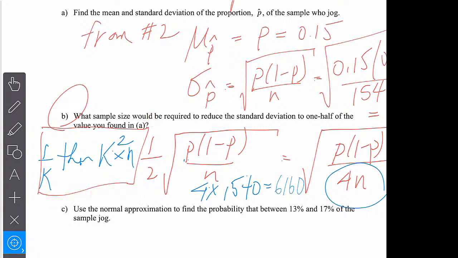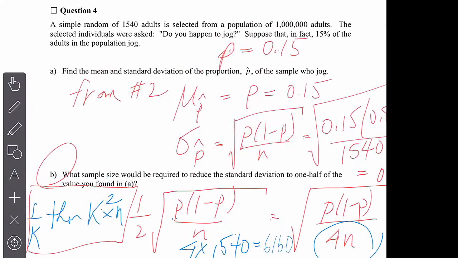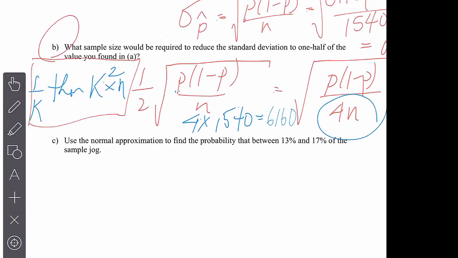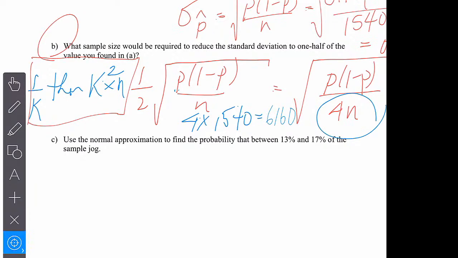Okay. The final exercise is, so this is from Formula 2. This is a result of Formula 2, I guess. And then use the normal approximation to find the probability that between 13% and 17% of the sample jog. So all these results arise from the normal approximation.